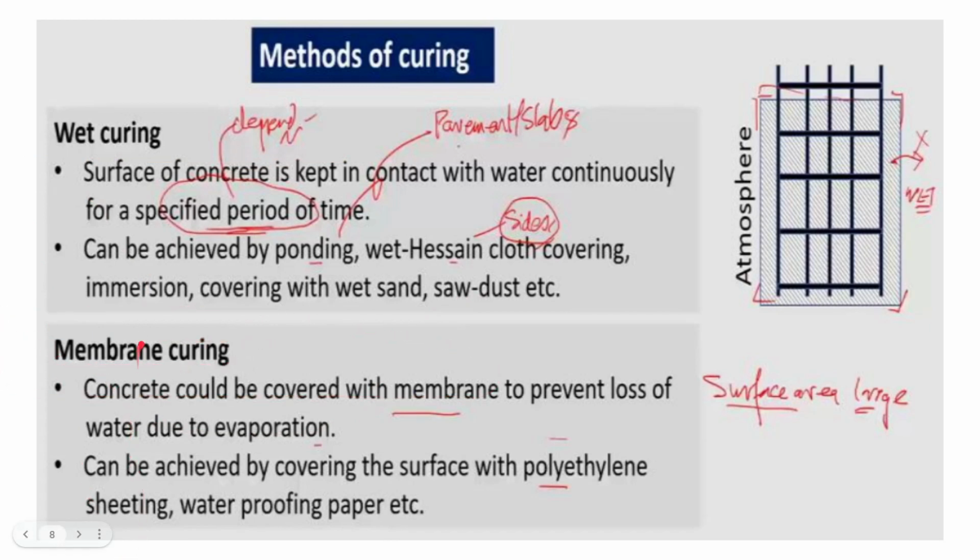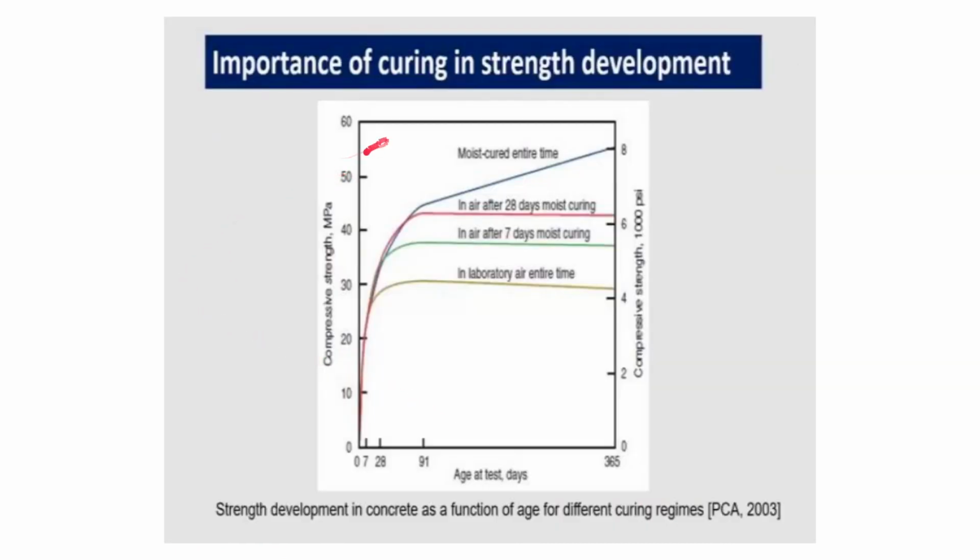Membrane curing basically means the concrete is covered with a membrane to prevent loss of water due to evaporation. This can be achieved by covering the surface with polyethylene sheeting, waterproofing paper, and various other materials which have similar properties. As you can see in this plot, the importance of curing in strength development is shown.